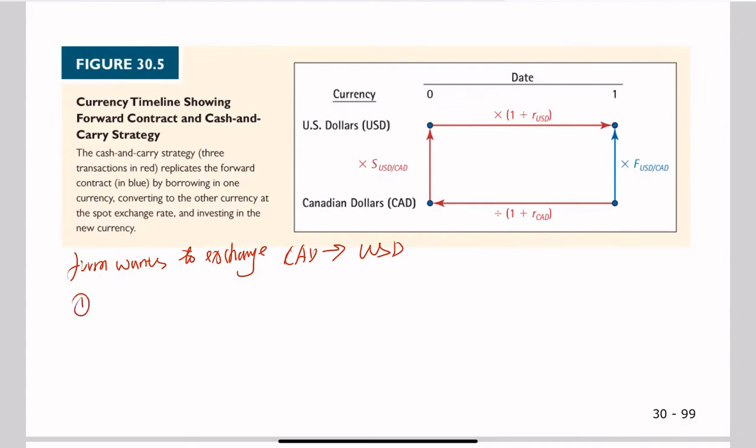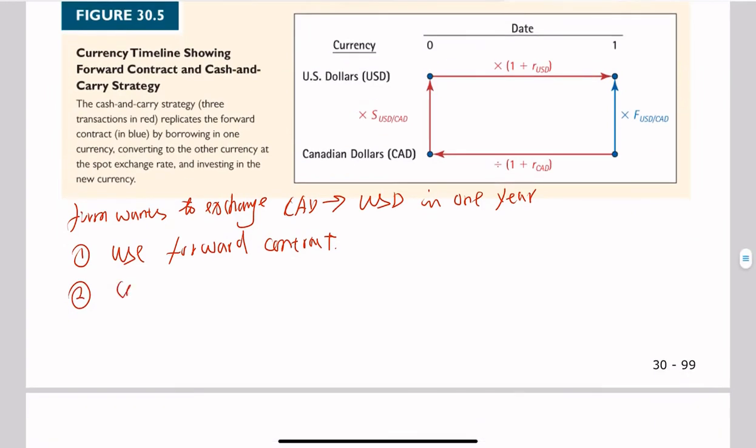Okay, let's see how this cash and carry works. So let's say we have a firm, and this firm wants to exchange Canadian dollars to US dollars. The first obvious way to do this is the firm can enter into a forward contract, right? So let's say the firm wants to exchange the CAD into USD in 1 year. Then the firm can just enter into this forward contract and fix this exchange rate and do the exchange in 1 year. And now we want to examine this alternative strategy, that is cash and carry strategy. Now, how can the firm use this cash and carry? Well, there are 3 steps.